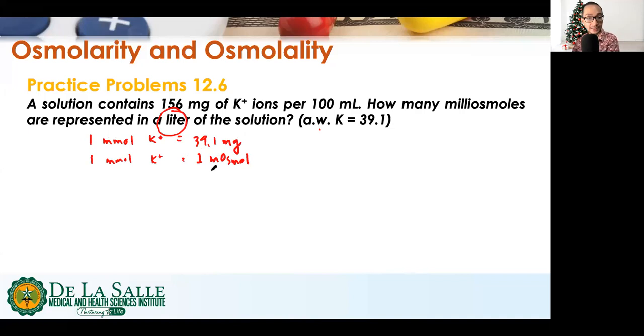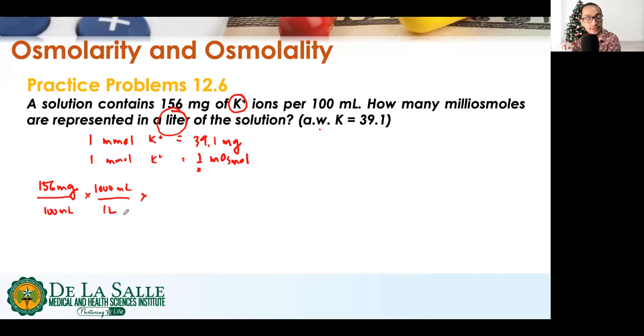Why can we say that? Because we only have potassium ions. There are no other ions with it, so it remains 1, and we will not change it. Next, we are given 156 milligrams of potassium ions contained in 100 milliliters of the solution. Just to remove all confusion, let's convert it to liters, because that is what is being asked: how many milliosmoles are represented in a liter of the solution?